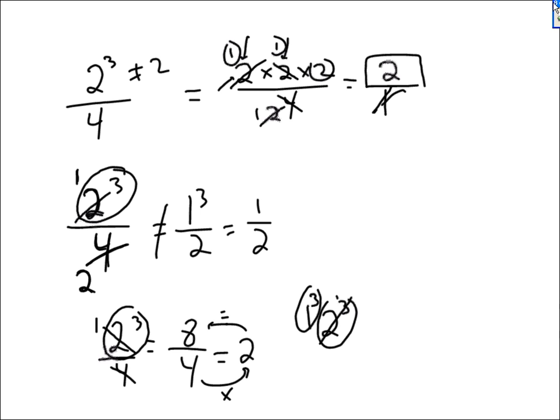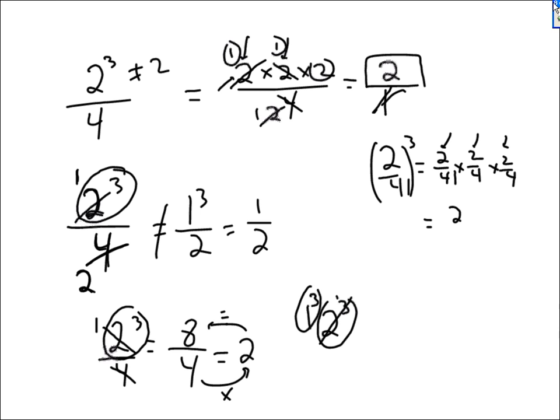Now, if you have 2 over 4 cubed, this does mean 2 over 4 times 2 over 4 times 2 over 4. And if you multiply the tops, 2 times 2 times 2, you get 2 cubed on the top, and the bottoms, 4 times 4 times 4, is 4 cubed.